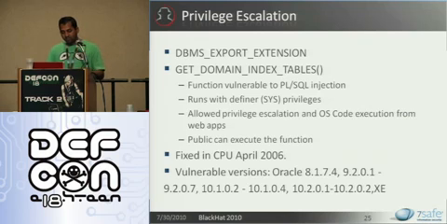Now I have the example of the exploit code in the next slide, but before we go there, this function runs with the definer privileges. So irrespective of what privileges you have, you can call this function, and you can inject some argument within this function, and whatever you inject will run as sys. So you don't really care about any privileges, and you can directly query the database with sys privileges. So it allows privilege escalation and OS code execution from web apps.